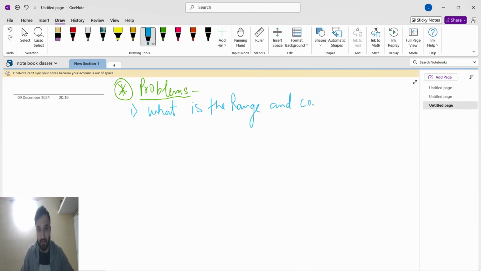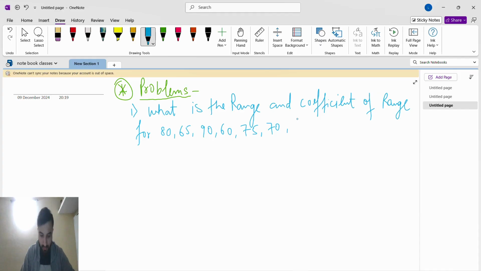What is the range and coefficient of range for the values 80, 65, 90, 60, 75, 70, 72, 85? Okay, fine.